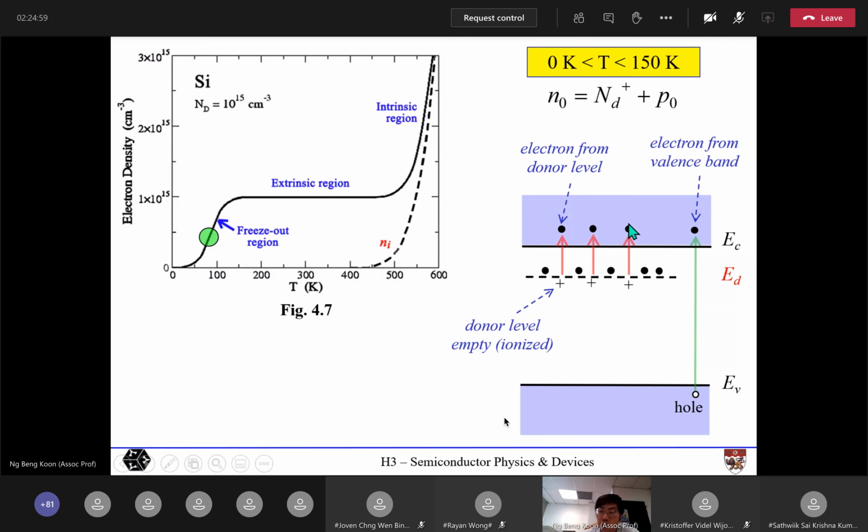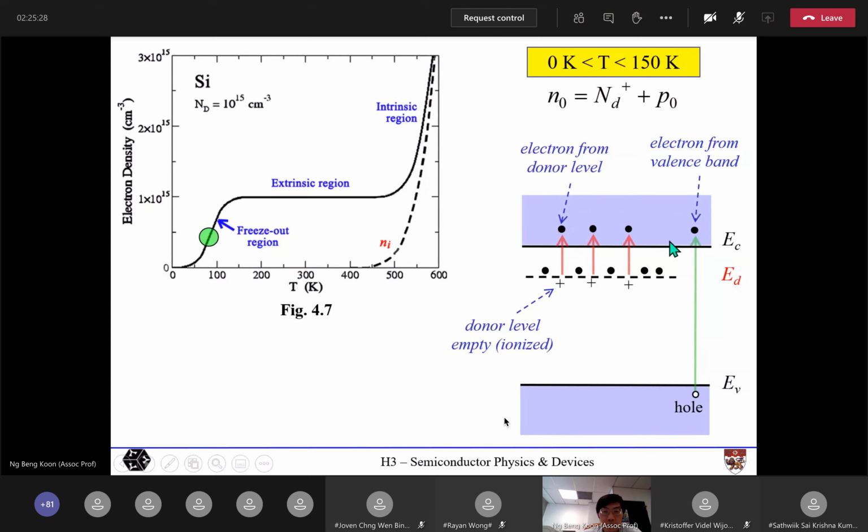At the same time, you may also have some band-to-band transition occurring. But of course, in comparison, you expect this band-to-band transition to be very small in numbers, because the gap is larger, the barrier is larger, so it's harder for electrons to transit from the valence to the conduction band. As opposed to those in the donor level, which has a smaller gap, so the barrier is a lot smaller, so it's easier for them to get up to the conduction band.